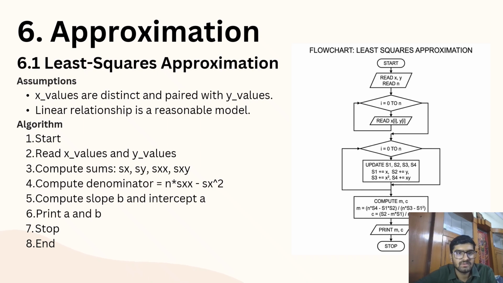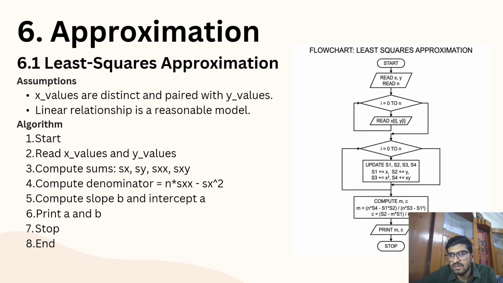The algorithm starts with we read x values and y values, compute the sums Σx, Σy, Σxy and Σxx. Then we compute the denominator, that is equal to n into Σxx minus (Σx) square. After computing that, we compute the slope b and the intercept a. After that, we print the values of a and b, and here the algorithm ends.